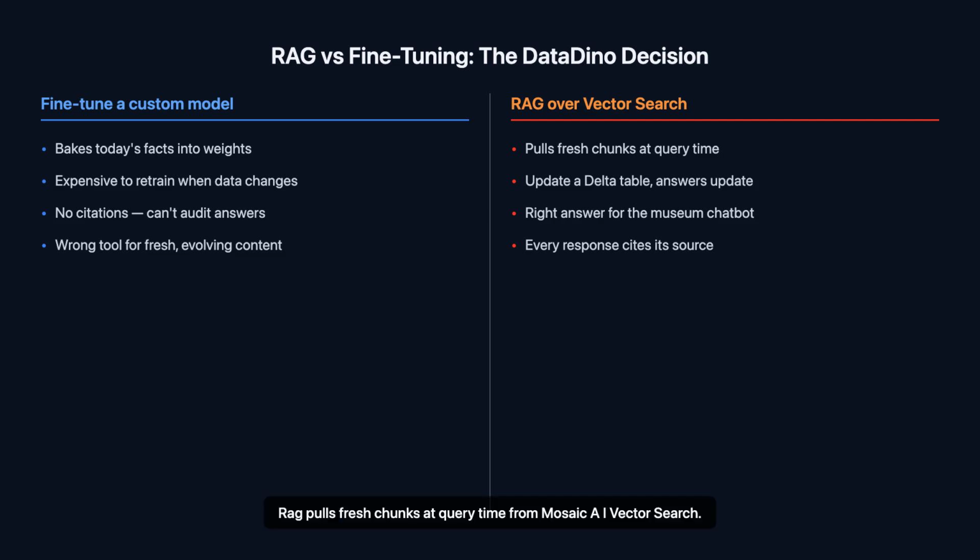Now the right side. RAG pulls fresh chunks at query time from Mosaic AI vector search. Update the underlying delta table, and the next answer reflects the new fact, no retraining. For the museum chatbot, this isn't even close, and every response cites the source chunk, so auditing is built in.